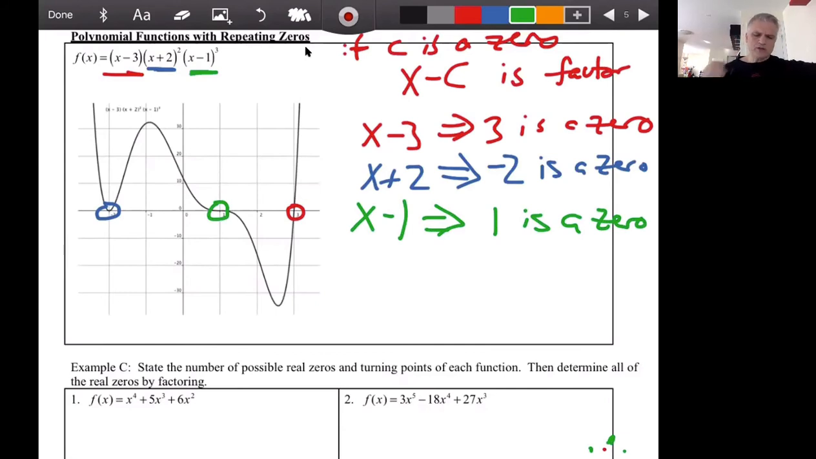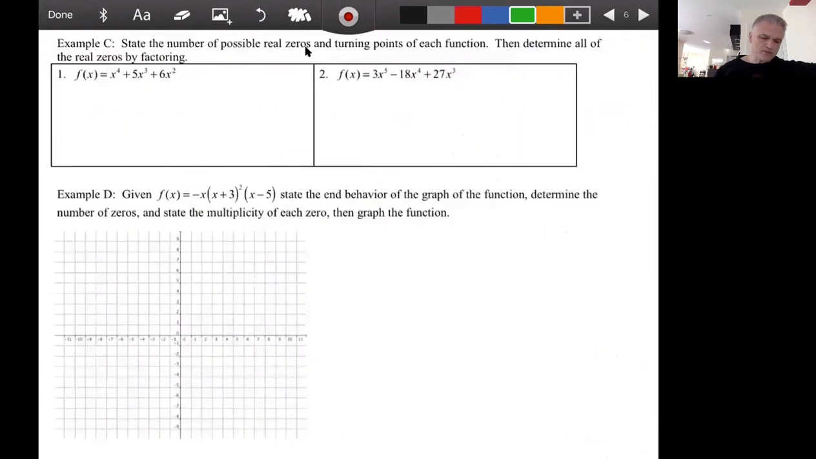You have solutions, which are zeros or x-intercepts, and then x minus any of those x-intercepts is a factor of the equation itself. Okay. Home stretch. Possible real zeros, possible turning points, and then factor to determine all of the real zeros.